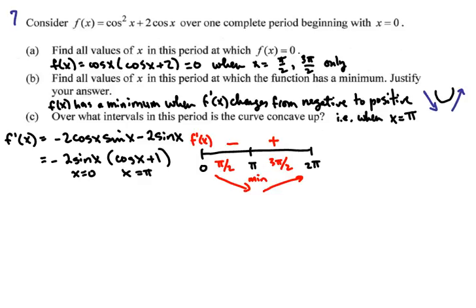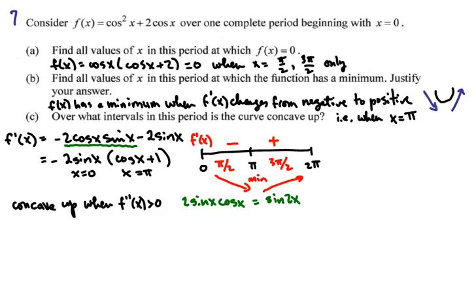Alright, now we're going to go into part C. We want to find out when the curve is concave up. And it's going to be concave up when the second derivative of f is greater than 0. So we need to find the second derivative, and I'm going to use an identity at this point to rewrite the first derivative before I find its derivative. And that identity is 2 sine x cosine x equals sine of 2x.